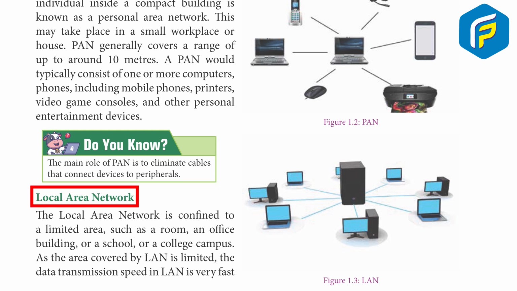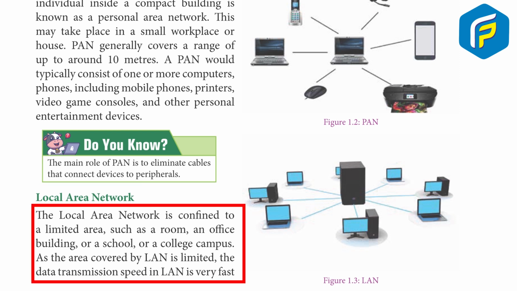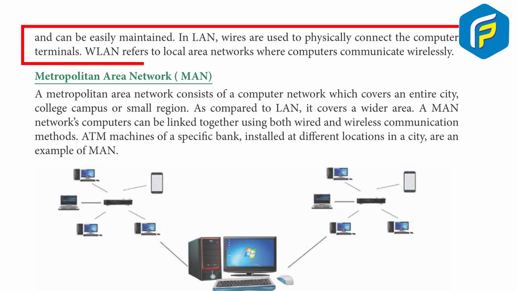Local Area Network. The local area network is confined to a limited area, such as a room, an office building, or a school or college campus. As the area covered by LAN is limited, the data transmission speed in LAN is very fast and can be easily maintained. In LAN, wires are used to physically connect the computer terminals. WLAN refers to local area networks where computers communicate wirelessly.